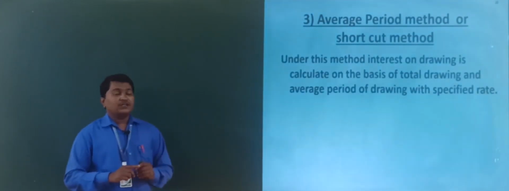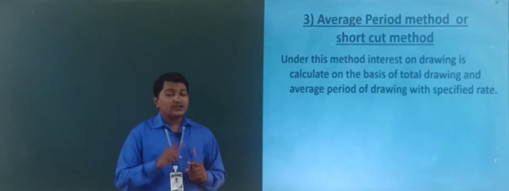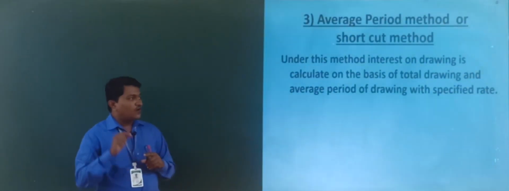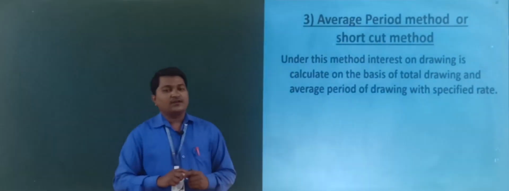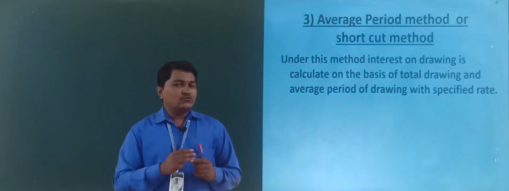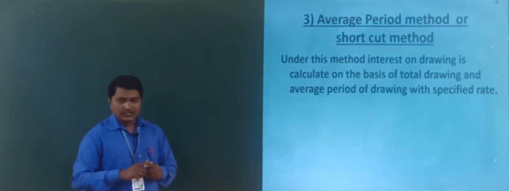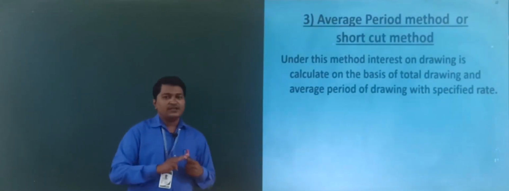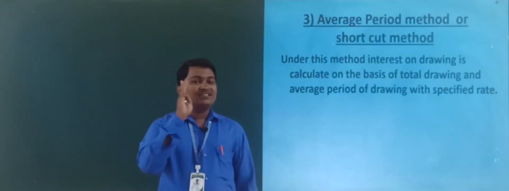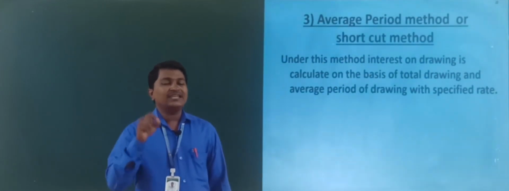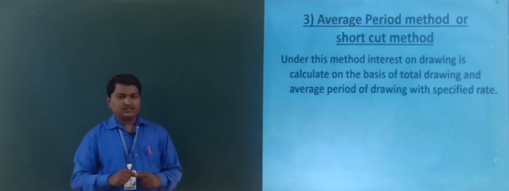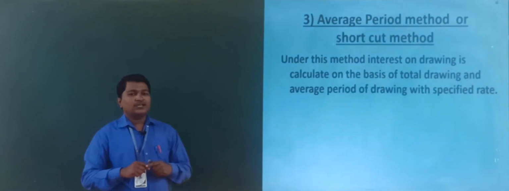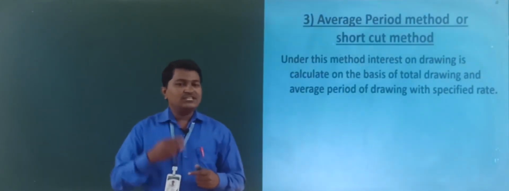Under this method, interest on drawing is calculated on the basis of total drawing and average period of drawing with a specified rate. So here three things you need to keep in mind: first is total drawing, second is average period, and third is specified rate. On the basis of these three things we calculate interest on drawing under this method. But how to calculate total drawing and how to calculate average period? First of all we need to know these two things.